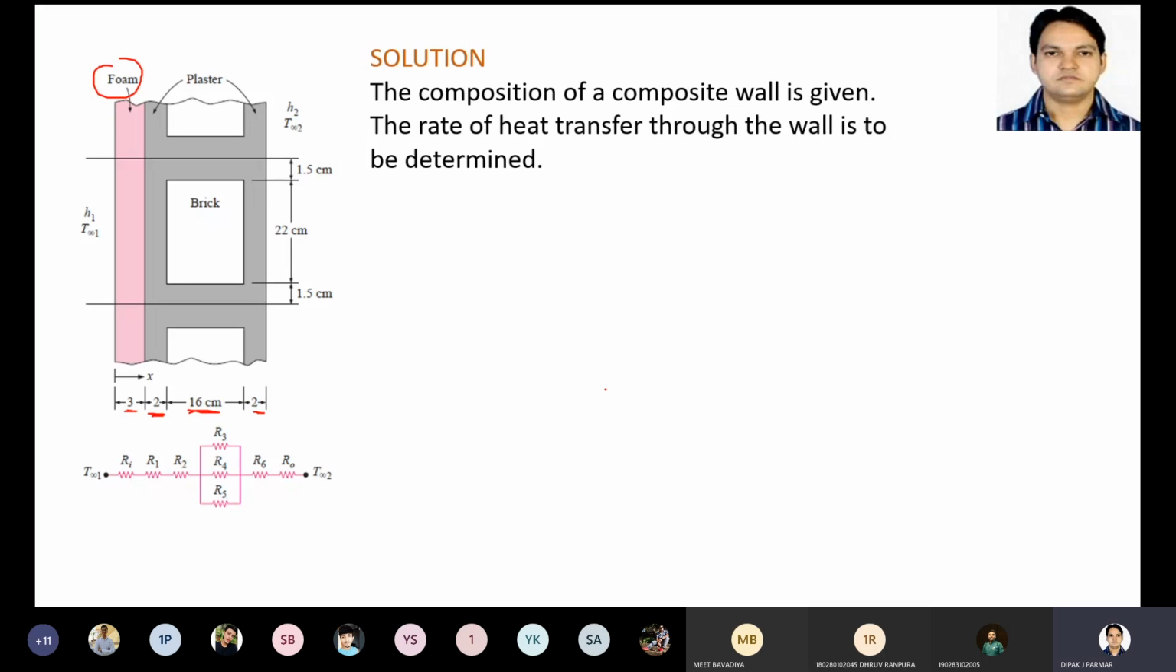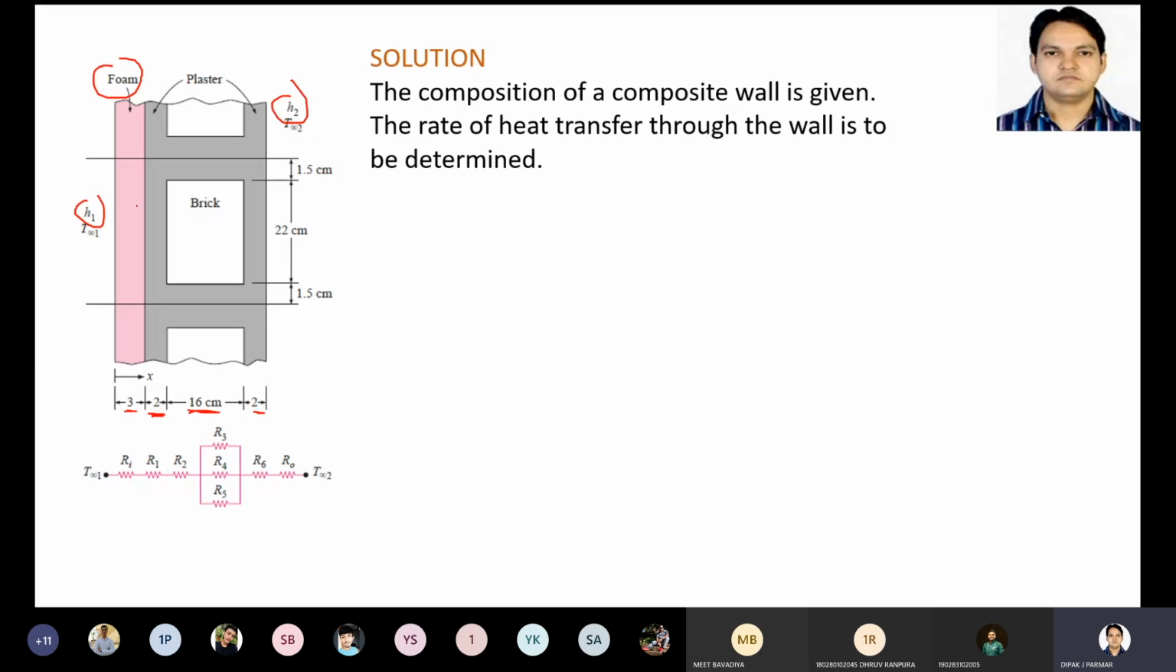All the values are given. Convective heat transfer coefficient H1 is given inside, and convective heat transfer coefficient H2 is given outside. Room side temperature is given as 20 degrees, and outside temperature is given as minus 10 degrees Celsius, and we have to calculate this.